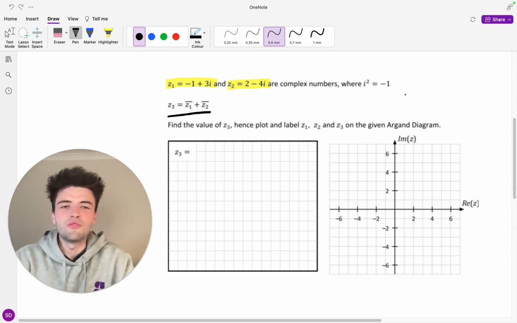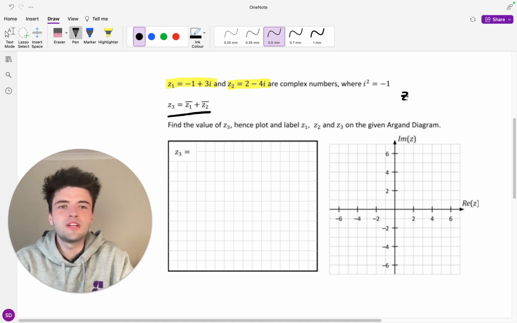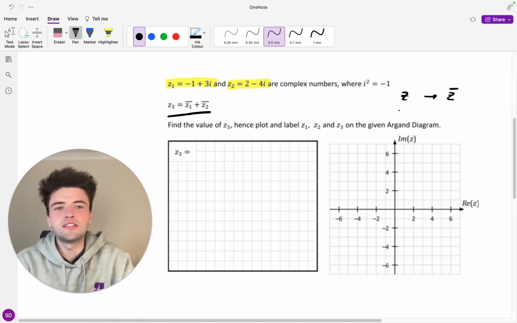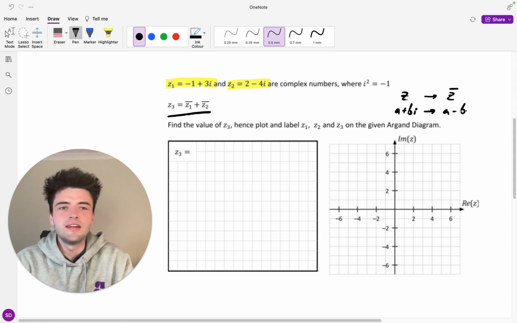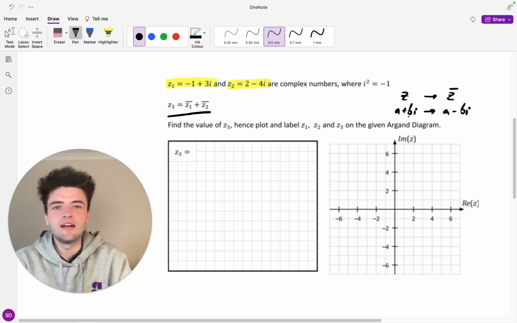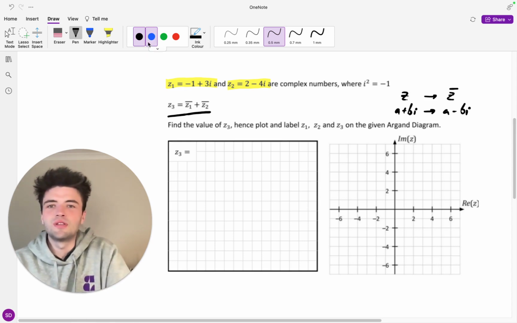So just to give a refresher on the idea of conjugates, we know that for any complex number z, the conjugate is just going to be z with a line over the top. That line over the top just means we're taking the conjugate, and just to reiterate that concept, a conjugate is going to be a minus bi if the original number we had was a plus bi for our complex number. And so with all that covered as our background theory, we can get into answering the question.